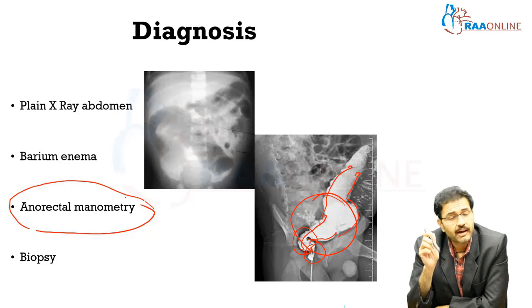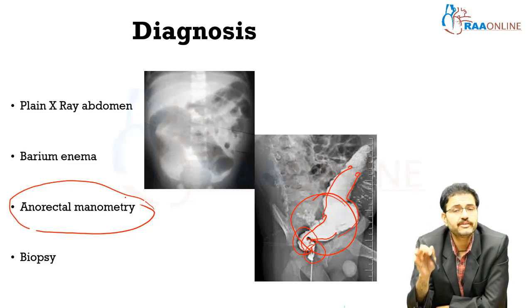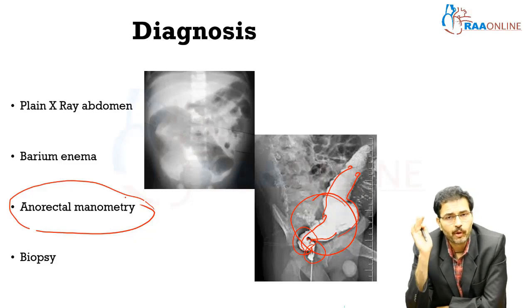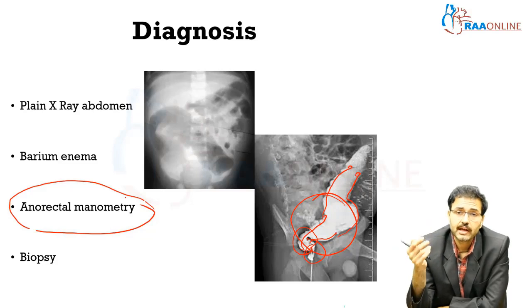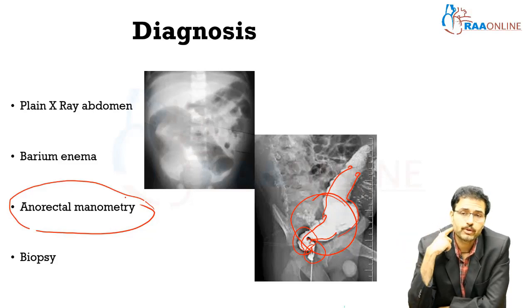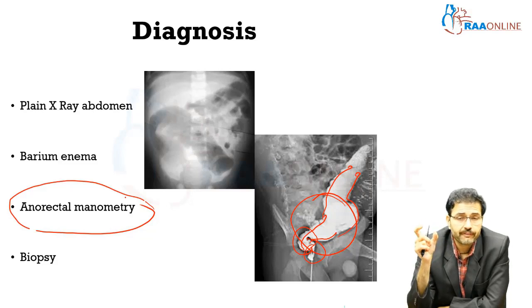A transition zone, if it is demonstrated, is likely to point towards the presence of Hirschsprung's disease. But in a large number of cases of Hirschsprung's, you may not be able to demonstrate a transition zone in a barium enema. In such cases, we can proceed with anorectal manometry. One of the most important reflexes assessed with anorectal manometry is whether there is presence of a rectoanal inhibitory reflex.